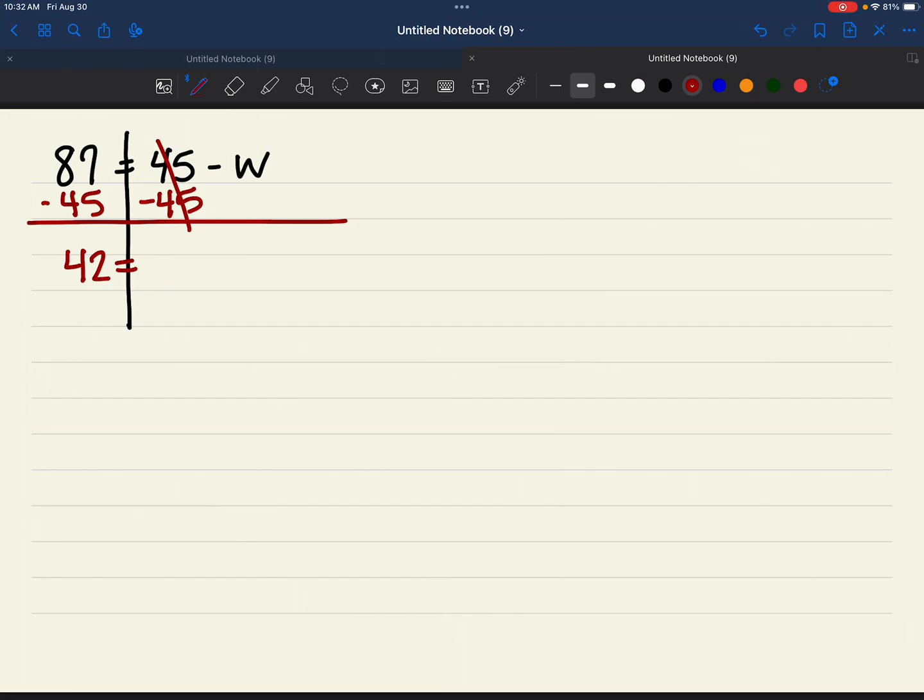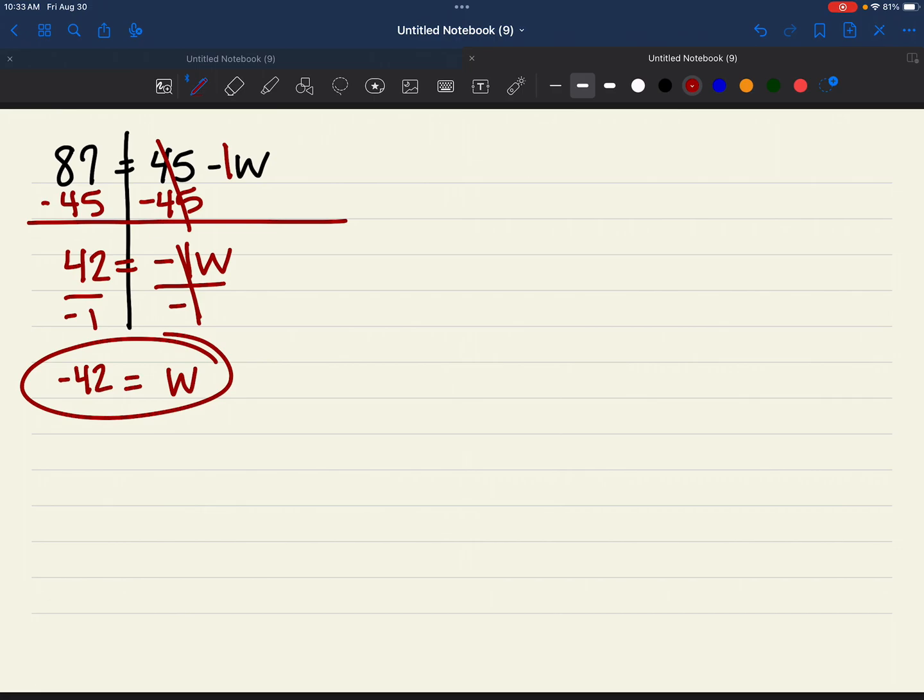Okay. What's 87 minus 45? 42. Now, here's where you have to be careful. What do I have left over on this side? Negative 1W. Negative W or negative 1W. Some of you might want to put that 1 in there. Because now, what do I have to do to get W by itself? Divide by negative 1. So we get W is equal to negative 42.